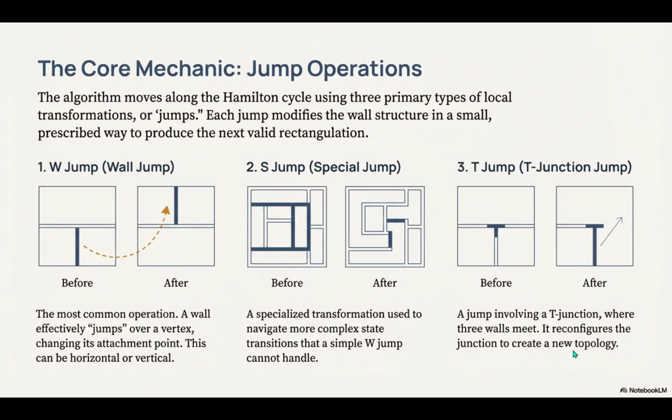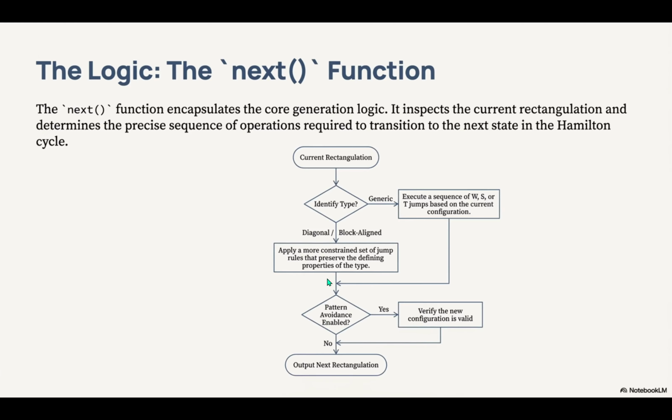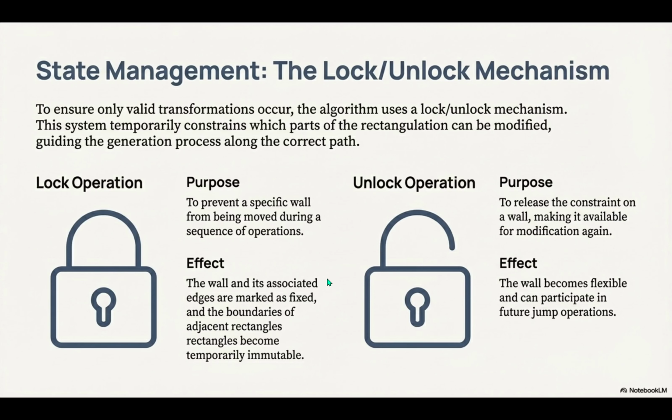This all sounds like it requires incredibly sophisticated management. How does the algorithm know that when it does a W, S or T jump, it's staying on the right path, especially if pattern avoidance is turned on? This brings us to maybe the most critical control feature, the lock and unlock mechanism. This system is designed precisely to manage which parts of the rectangulation can and cannot be changed during a move. So the algorithm is essentially putting a temporary do not move sign on certain walls.